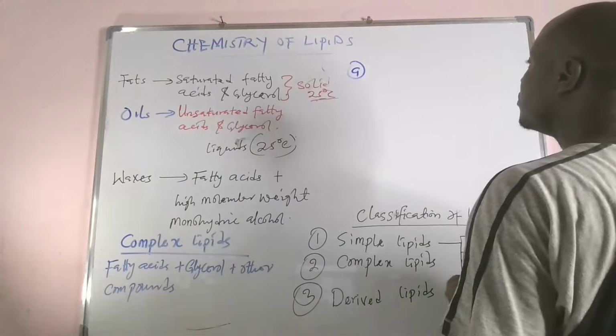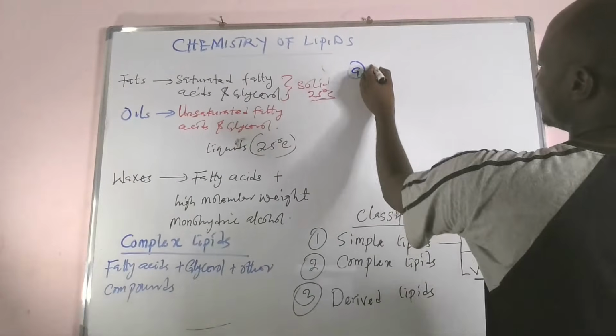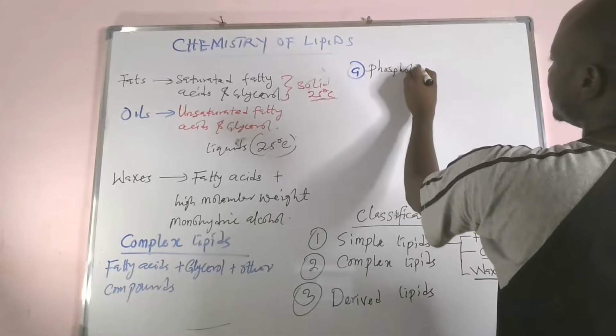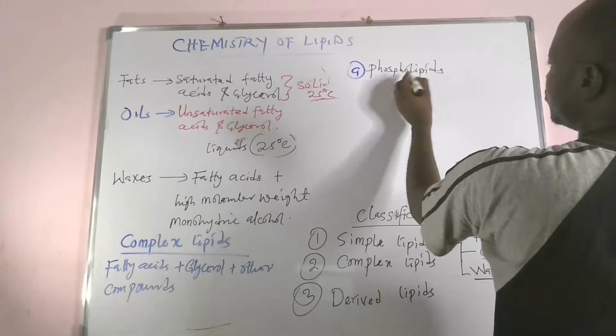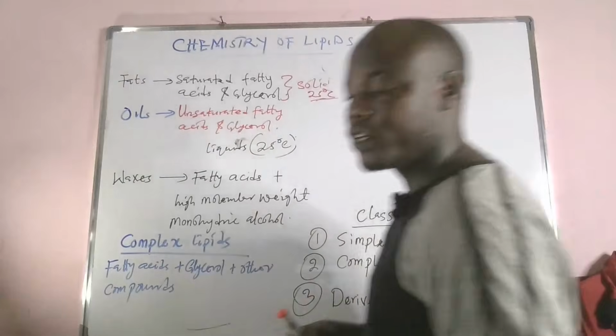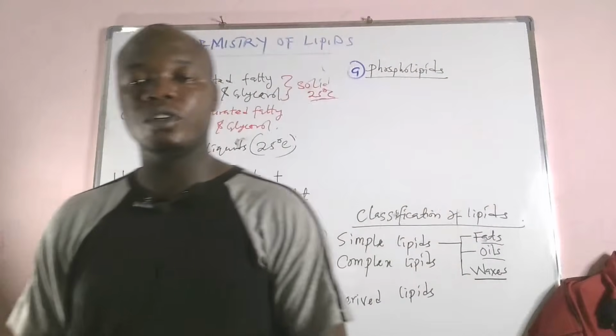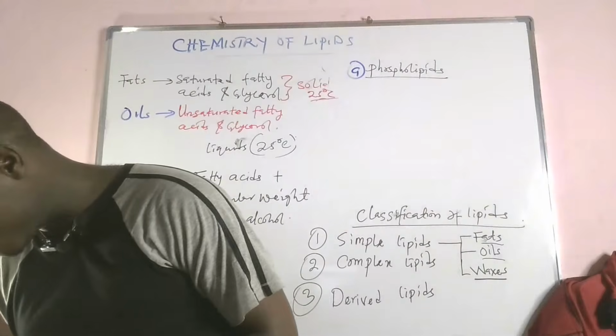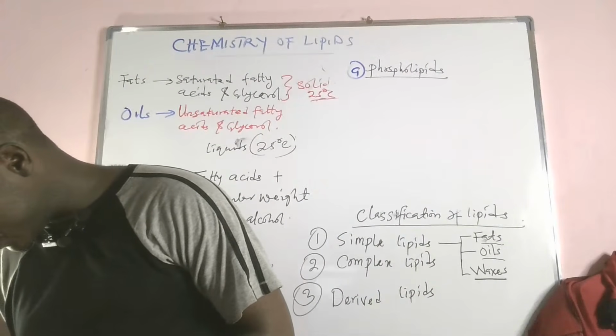So number one, we have phospholipids. Excellent. Phospholipid is an example of a complex lipid.